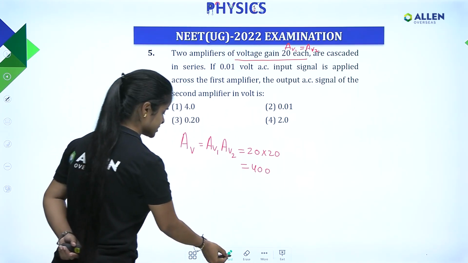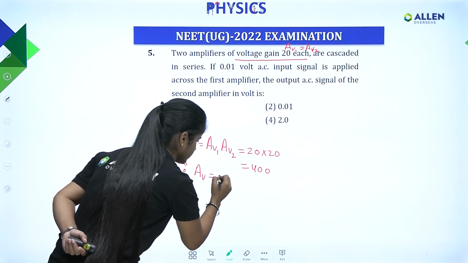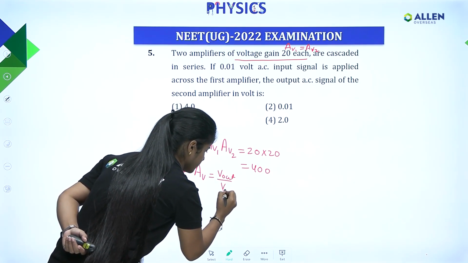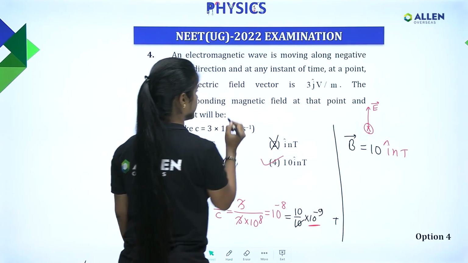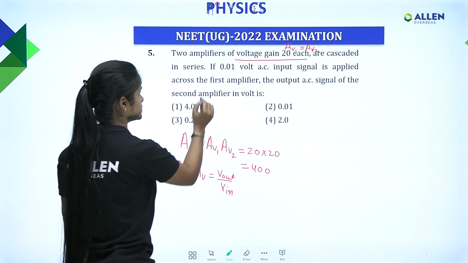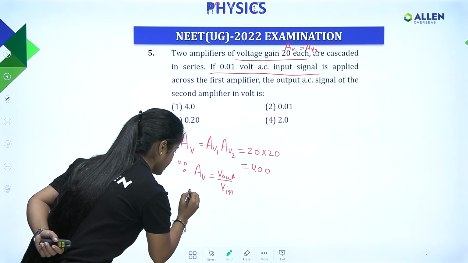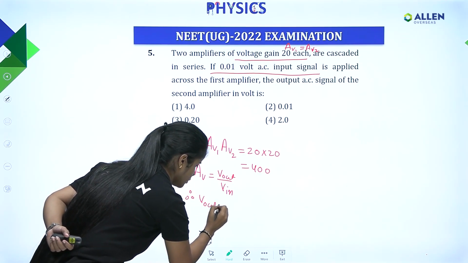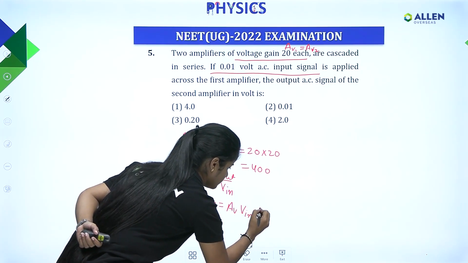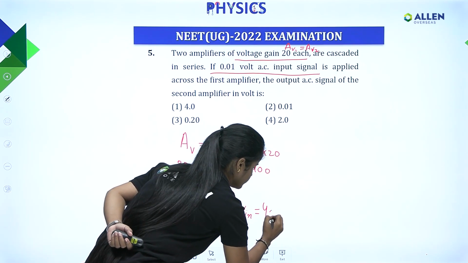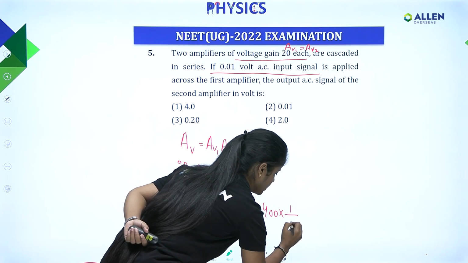Good. Now in the next step, as it is known to everyone, the formula of voltage gain equals V output by V input, right? And according to the question, 0.01 volt AC input signal is applied, therefore V output will be equal to AV into V in, where the value of AV is 400, that we have calculated just now, and the value of V in is 1 by 100, right?